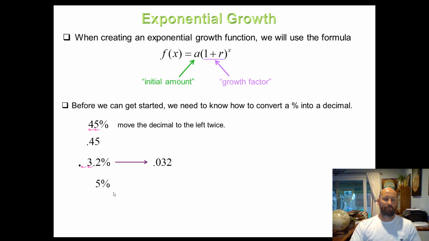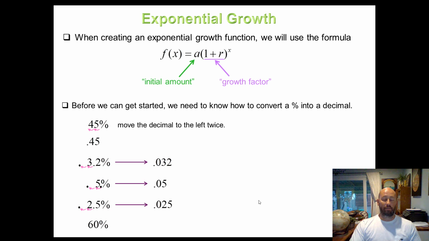Okay, what if we wanted 5%? We want to convert it into a decimal. So there's a hidden decimal right here. It's 5. So we bring it over twice, and we need a placeholder right here. There'll be a 0 in front, and that would be 0.05. Or let's say we want 2.5%. So let's bring the decimal over twice, and we end up with 0.025.